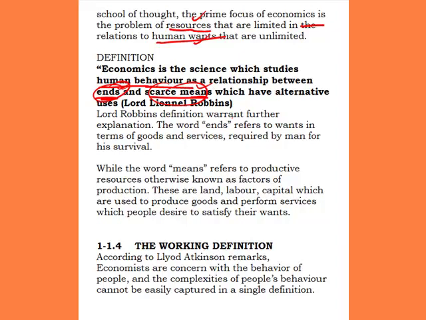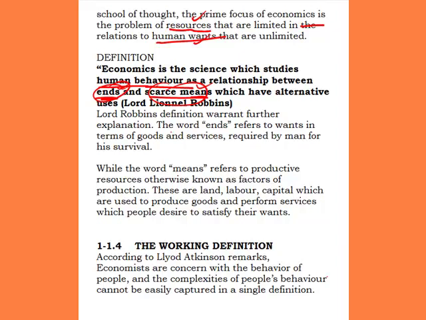Now, Lord Robbins' definition warrants further explanation. The word ends refers to wants, in terms of goods and services required by man for survival. The word means refers to productive resources, otherwise known as factors of production. These are land, labor, capital, which are used to produce goods and perform services which people desire to satisfy their wants. So to make a good clarification of the definition as provided by Lionel Robbins, we need to explain the terms in it: first, the ends, and second, the scarce means.